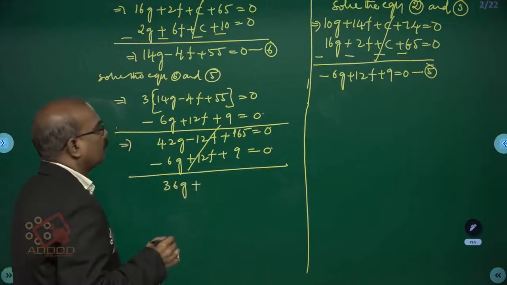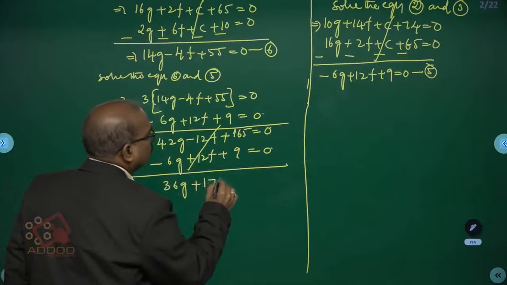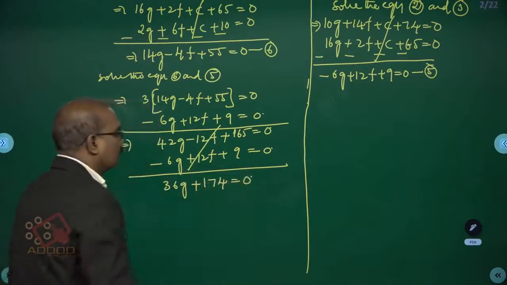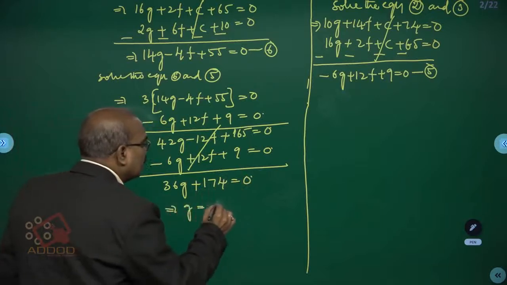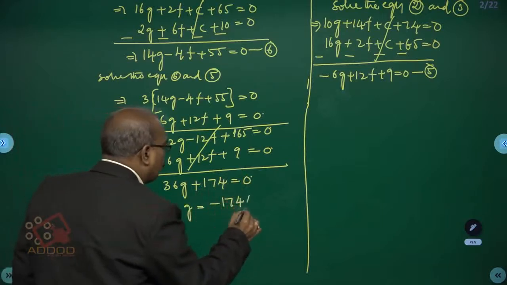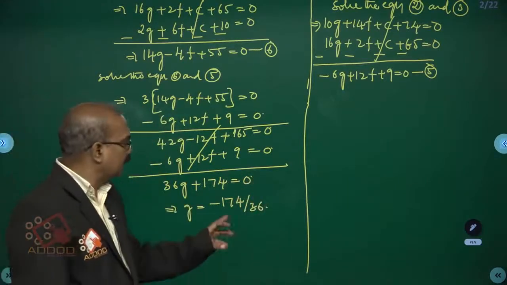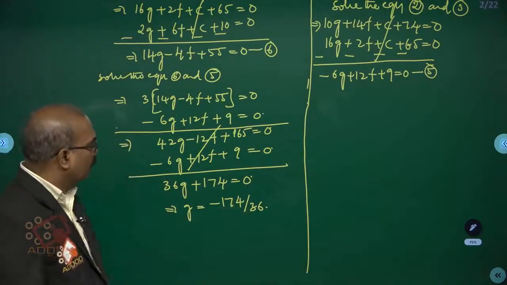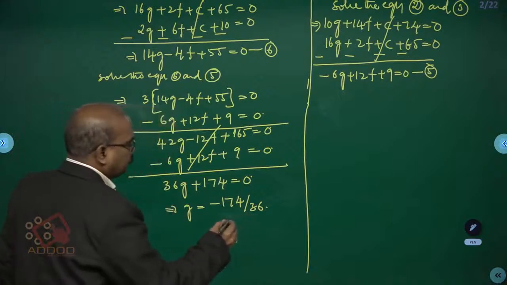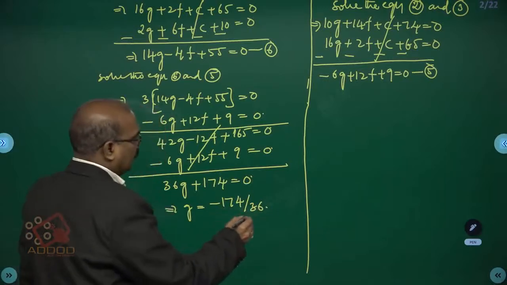36G plus 165 plus 9, 174 is equal to 0. So G is equal to minus 174 by 36. Okay? So 36 into 174 by 36. Now here, 2 9s are 9, 36.